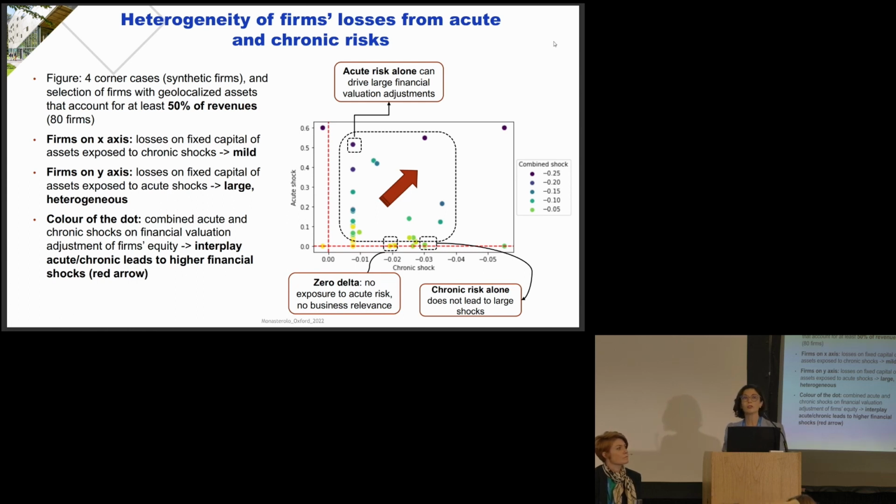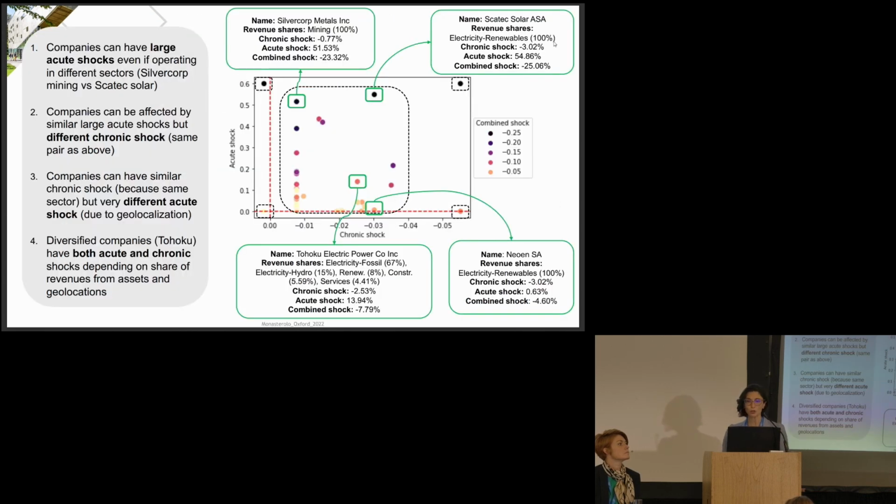Finally, the color of the dot. The color of the dot represents the shocks on financial valuations, the adjustment in the financial valuation of the equity issued by the firm, which has assets exposed to different degrees of acute and chronic shocks. And what we see here is that actually there is an interplay, which is shown by the red arrow, between chronic and acute shocks that leads to higher financial shocks.